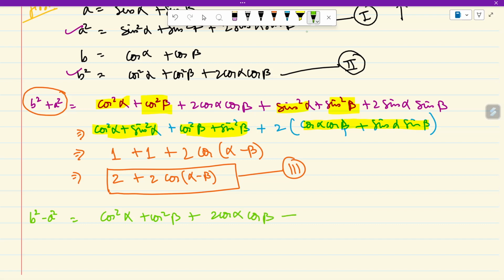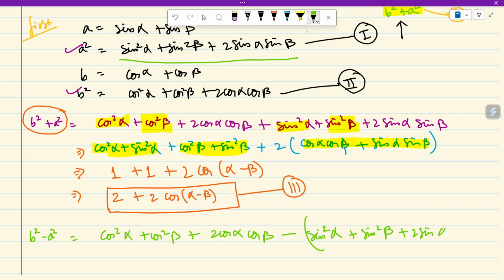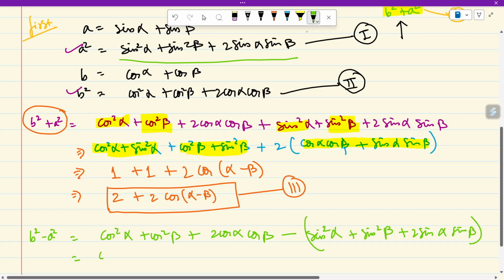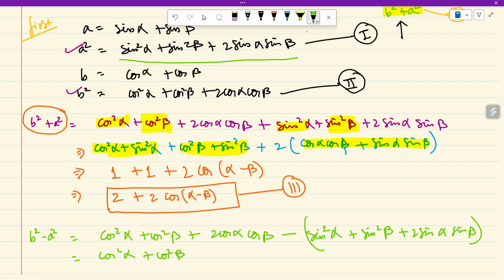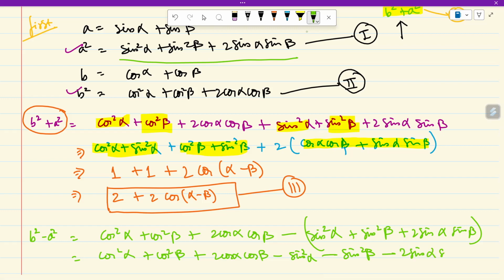Then put the minus sign and write the value of a square. The value of a square is this one. That is written as sin square alpha plus sin square beta plus 2 sin alpha sin beta inside one bracket, because the minus sign is outside. Like this we have written. Now if we club it together, first we will open the bracket and multiply the minus sign. So cos square alpha plus cos square beta plus 2 cos alpha cos beta minus sin square alpha minus sin square beta minus 2 sin alpha sin beta.